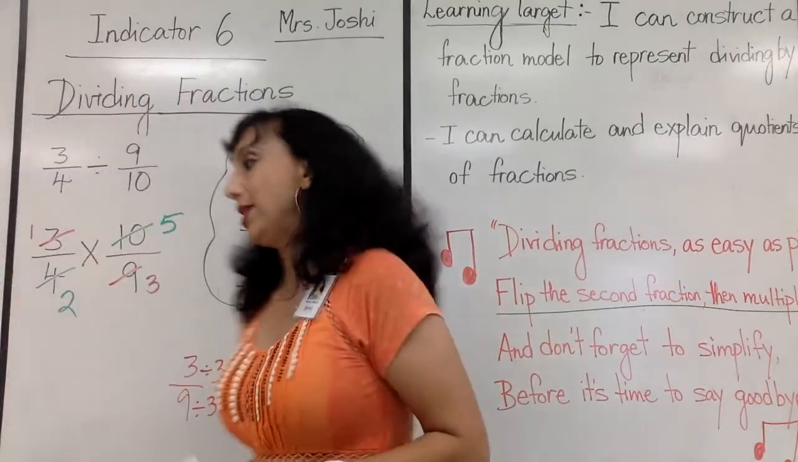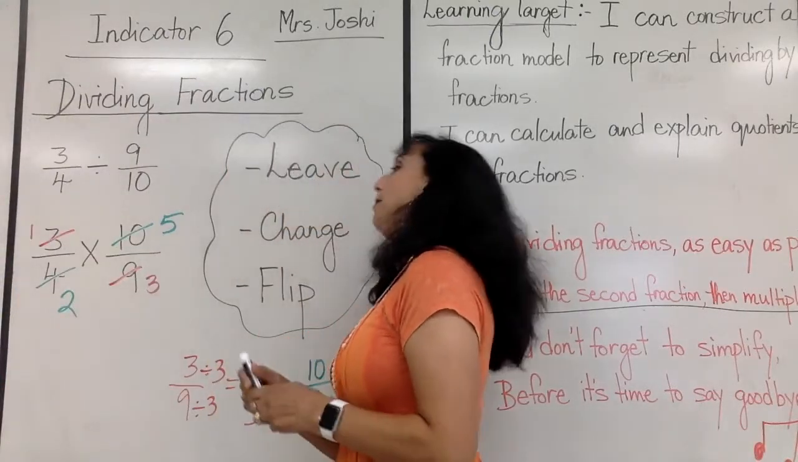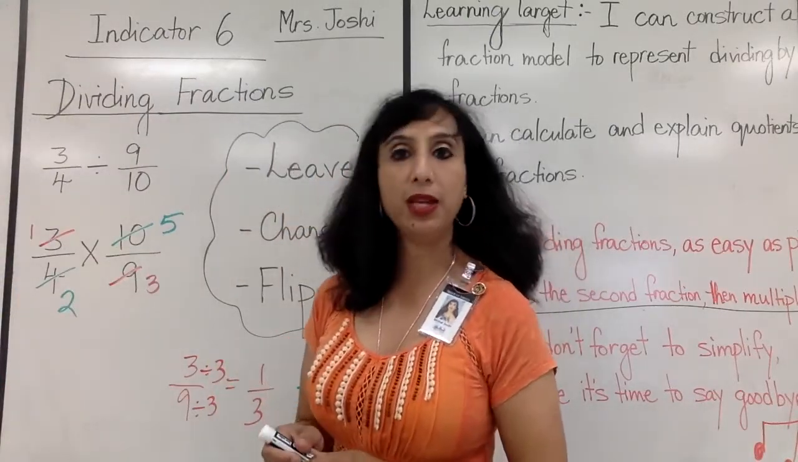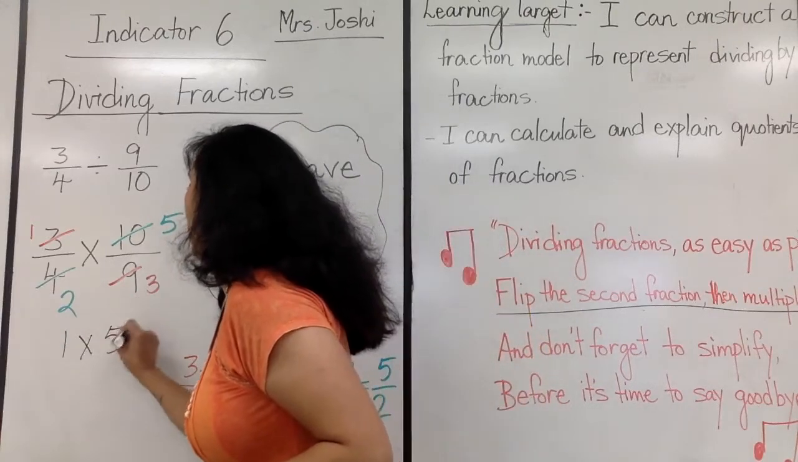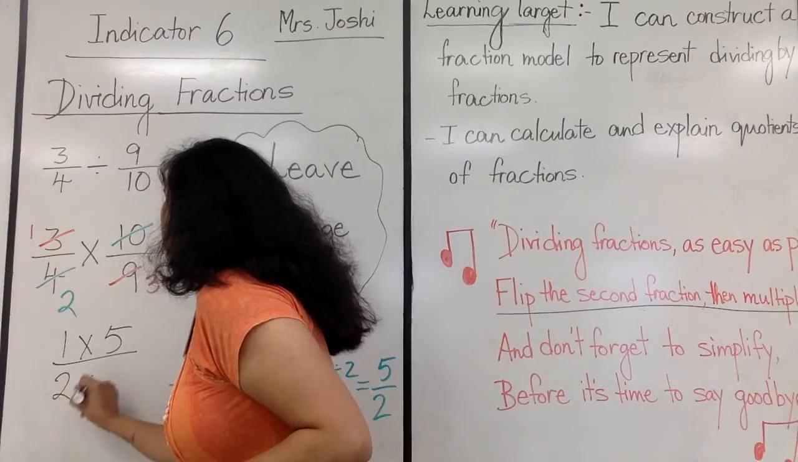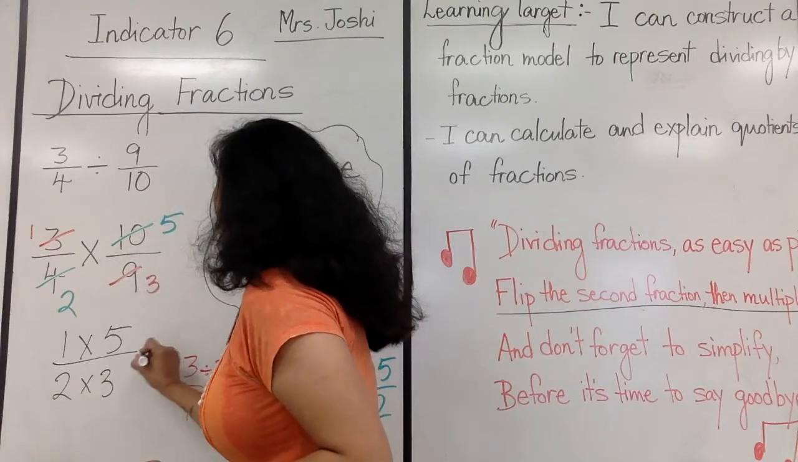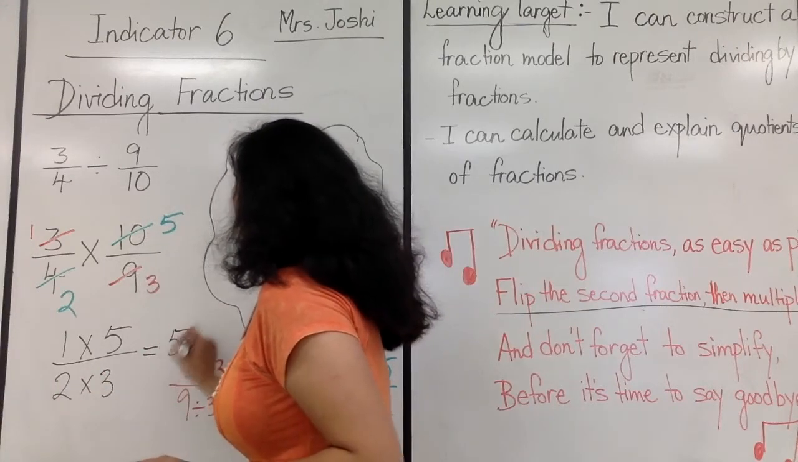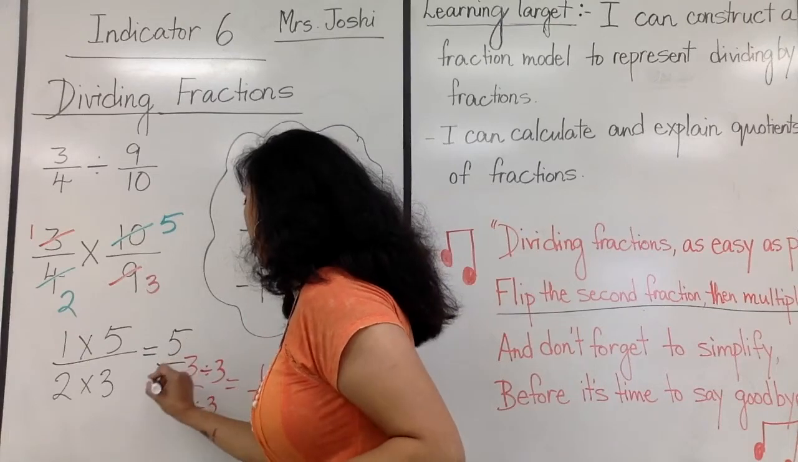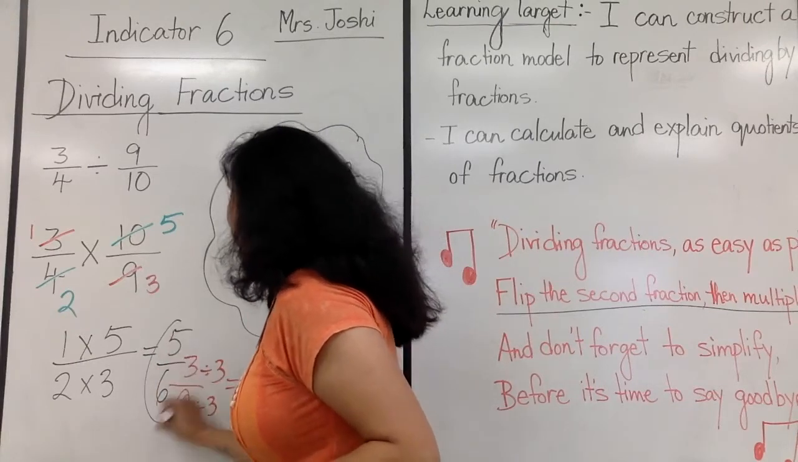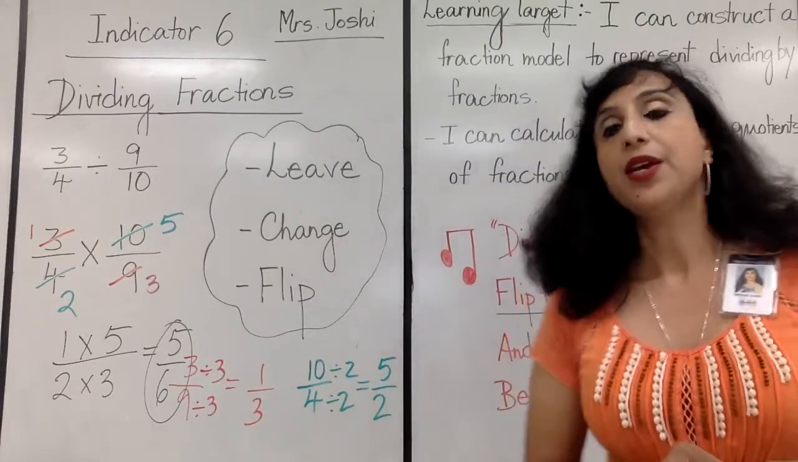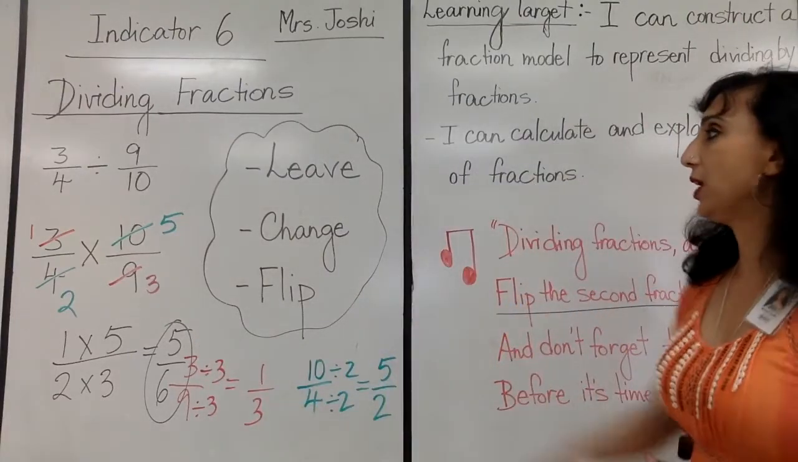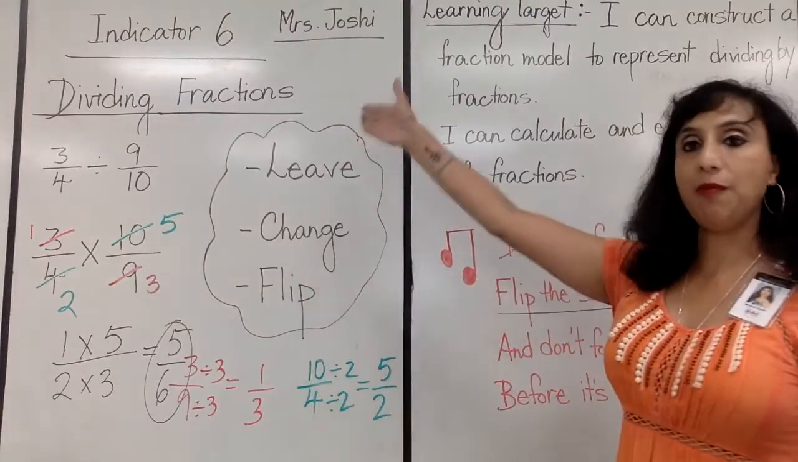Okay, now once that is done, I am into my step of multiplication now. So I do 1 times 5/2 times 3, and my division problem, my answer, the quotient is going to be 5/6. Okay, so this is how we solve it. Again, this is the most crucial thing to remember.